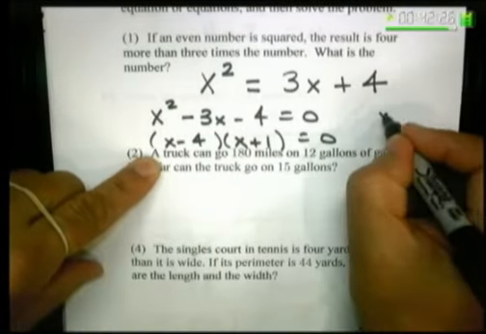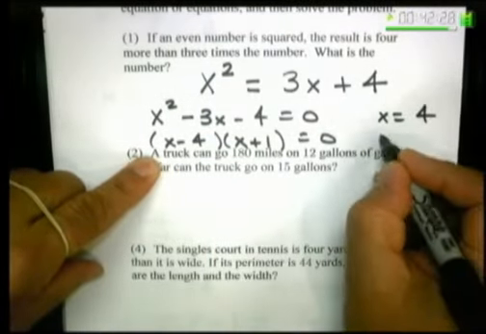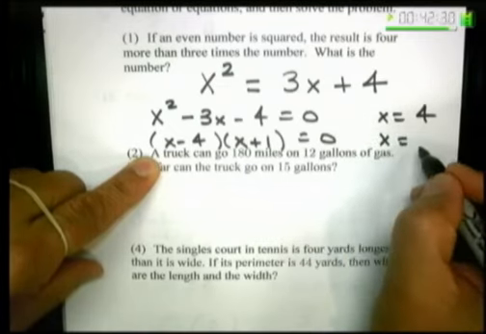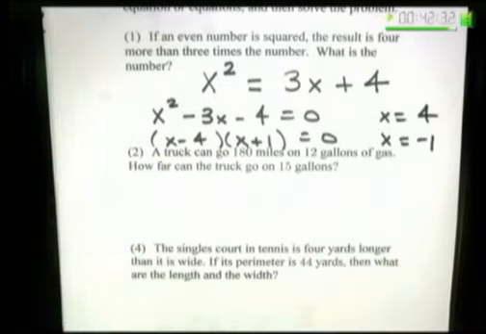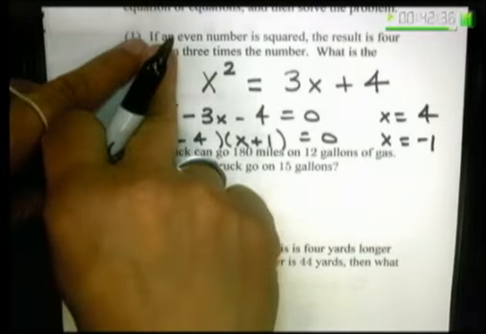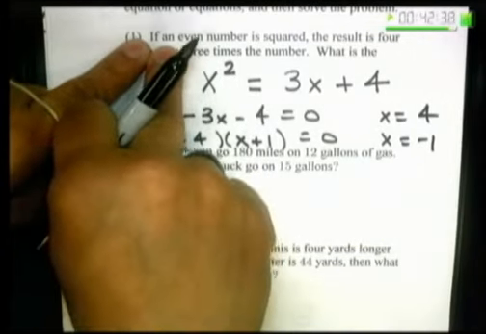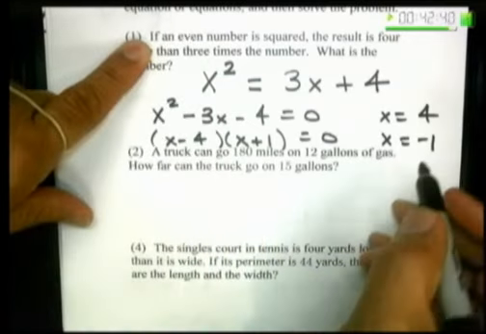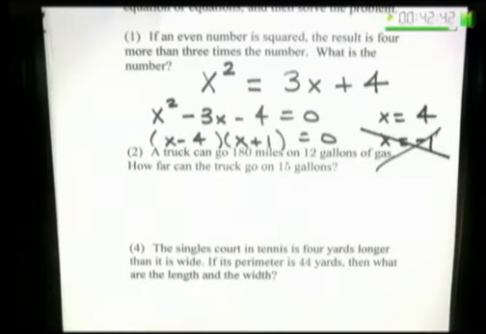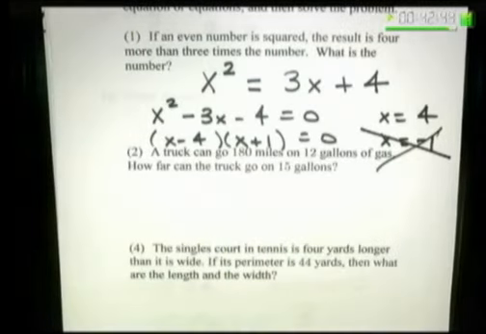If x minus 4 equals 0, x must be equal to what? 4. And if x plus 1 equals 0, x equals what? -1. So those are my 2 answers, right? But what did they say in the beginning? An even number, which allows me to do what? Eliminate that negative odd number. So the correct answer is 4. That makes sense?